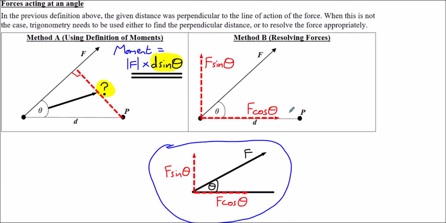Well, the moment is the magnitude of a force multiplied by the perpendicular distance between its line of action and the pivot. But if F cos theta goes through P, then its line of action has a distance of 0 away from P, because its line of action is going through P itself. And so this here will have 0 moment.